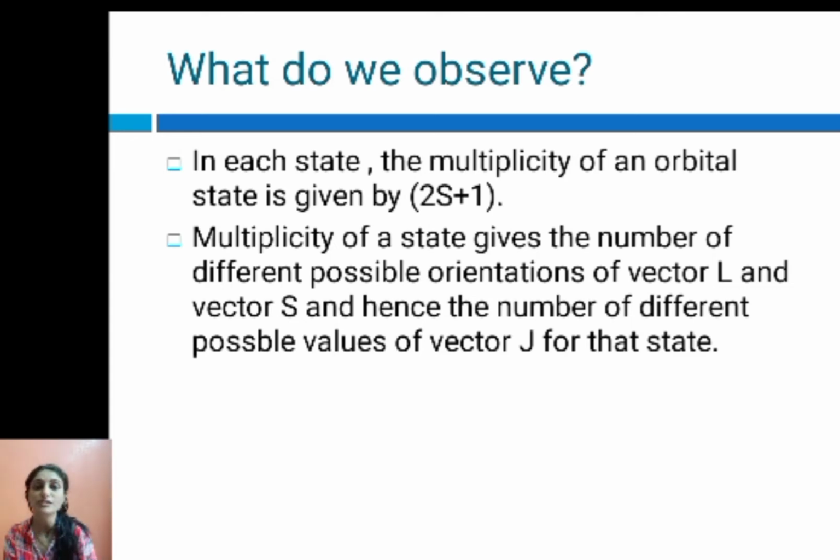So the multiplicity of a state gives the number of different possible orientations of vector L and vector S, and hence the number of different possible values of vector J for that state.